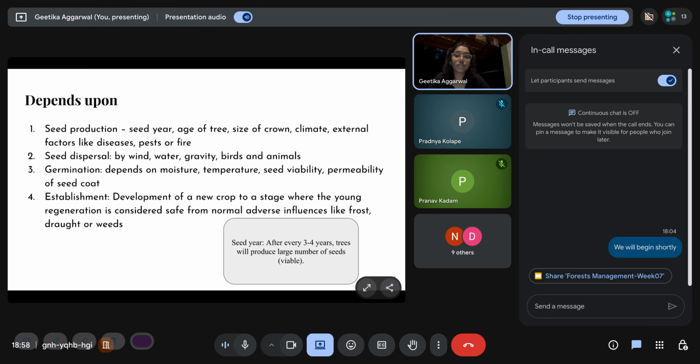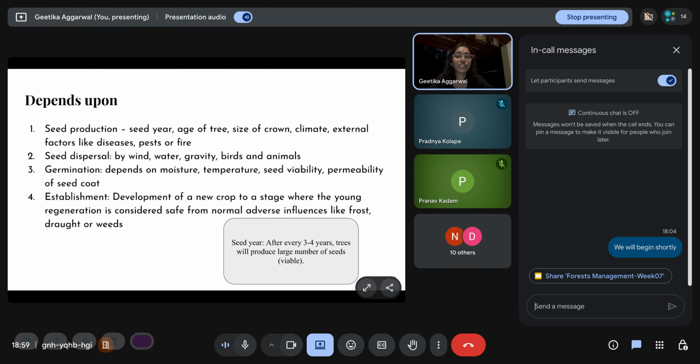Germination. Germination of the seeds will depend on the amount of moisture, temperature, the viability of the seeds, and how permeable the seed coat is. If the seed coat is thick, it will prevent the seed from germinating properly. If it's a permeable seed coat, the seed can germinate sooner.